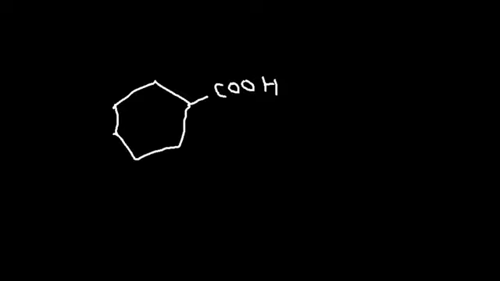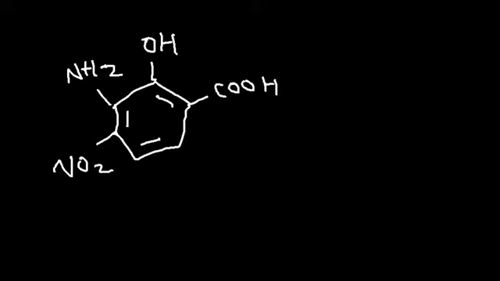Now, let's say we have multiple functional groups. Let's say we have a benzoic acid, an OH, an amine, and an NO2. How do we name something like this? Do we use the NH2 and call the parent name aniline? Do we use the OH and call it phenol? Or do we use the carboxylic acid and call it benzoic acid? Or do we say nitrobenzene?